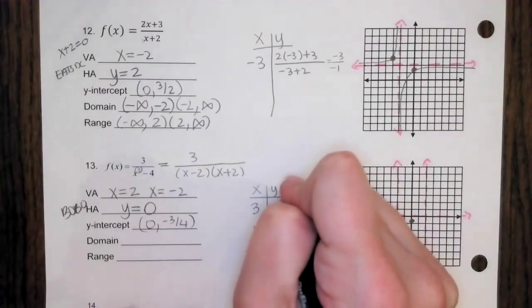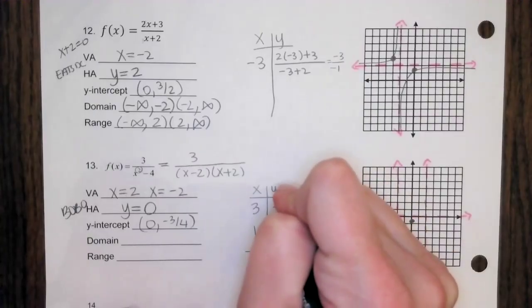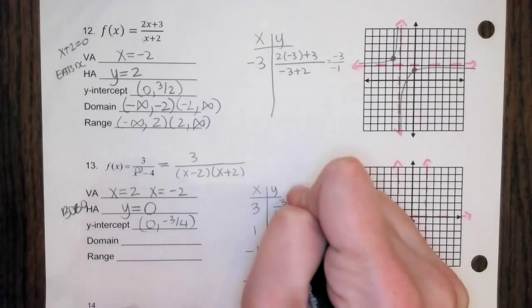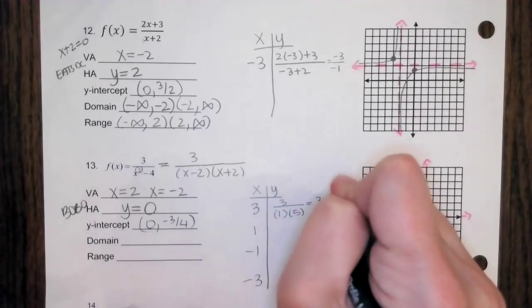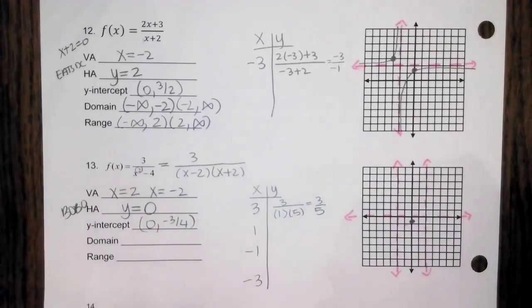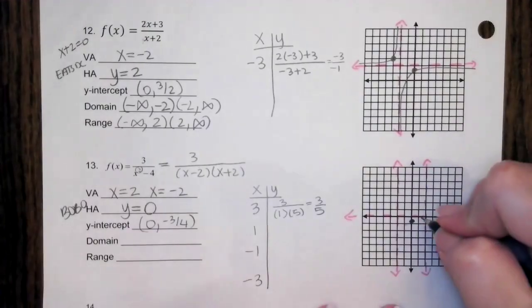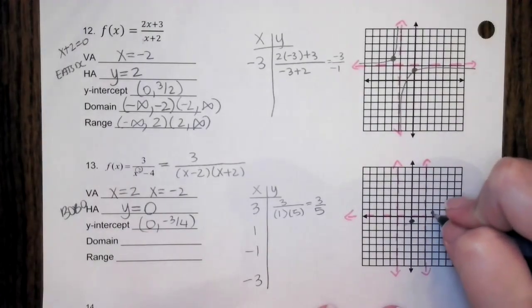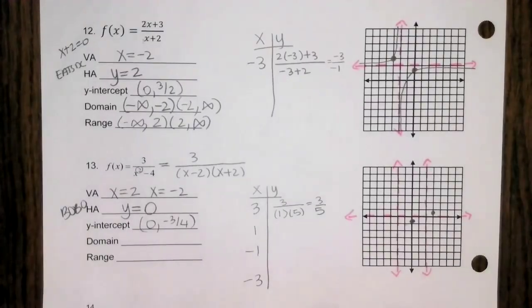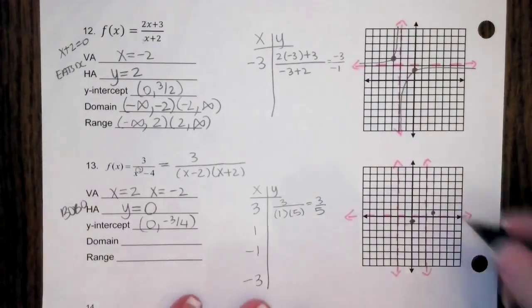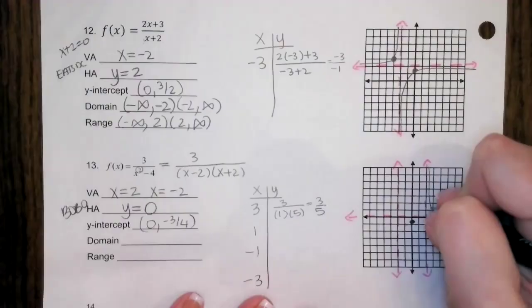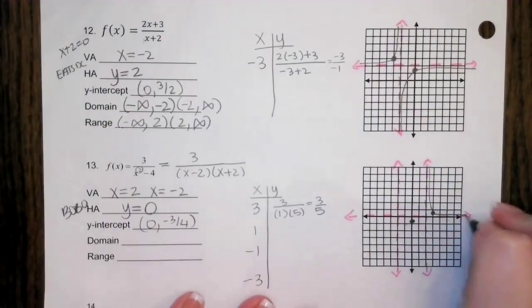All right, so for this one here, we get 3 over 3 minus 2, which is 1, and 3 plus 2, which is 5, and so this would be a positive 3/5. So 1, 2, 3, 3/5 is going to be somewhere between 0 and 1, and so there it is. And then I just graph towards my asymptotes.